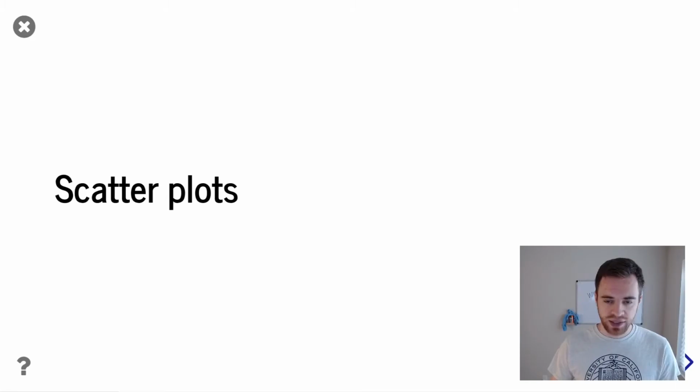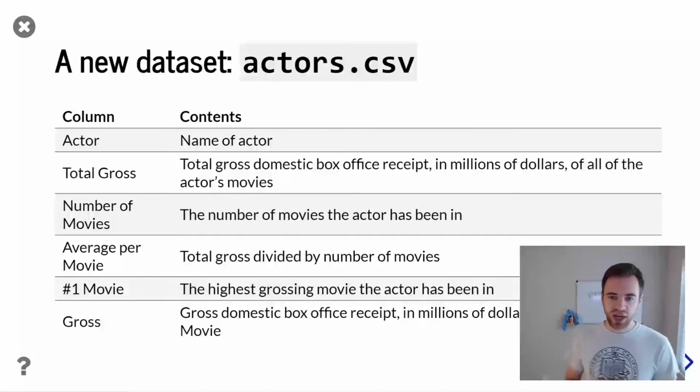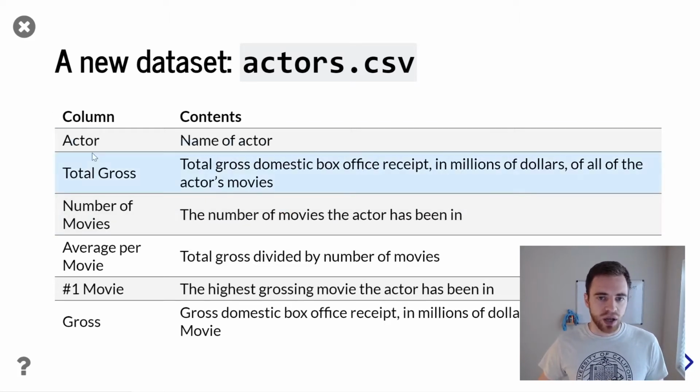All right, scatter plots. So here's a new data set. We're going to get a CSV file full of actor information. It'll have these columns. So we'll have the name of an actor, the total gross, meaning the total amount of money that their movies have produced, not just how much money the actor has produced, but how much money the movies have brought in, the number of movies they've been in, the average gross of one of their movies, their top grossing movie, and then the gross of their top grossing movie.